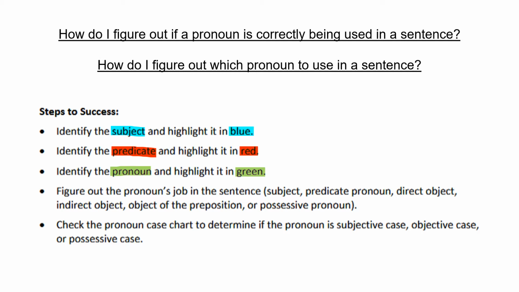First, you're going to want to identify the subject of your sentence and highlight it in blue. Next, you're going to identify the predicate and highlight it in red. Then you are going to find your pronoun and highlight it in green. After you've got those three parts highlighted and identified, you're going to think about the pronoun's job in the sentence. And then you are going to check your pronoun case chart to determine if the pronoun is subjective case, objective case, or possessive case.